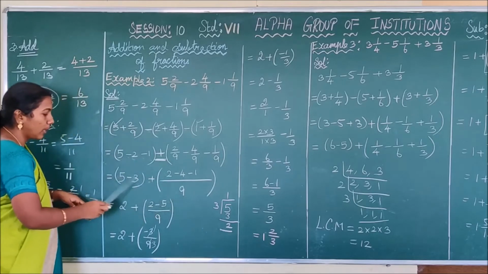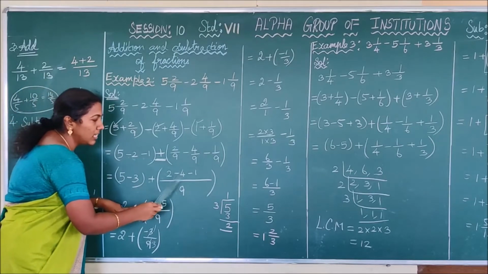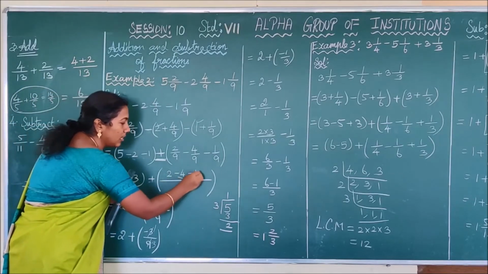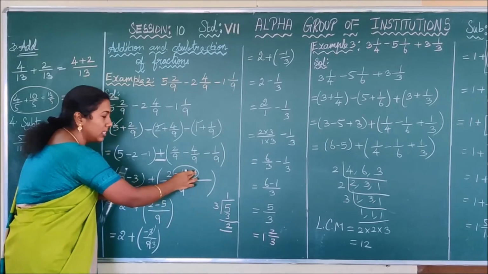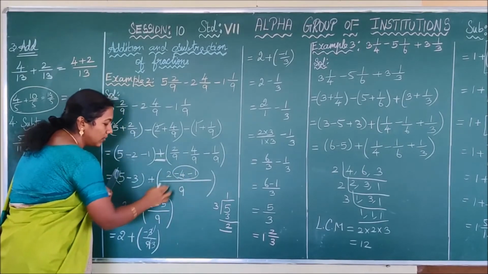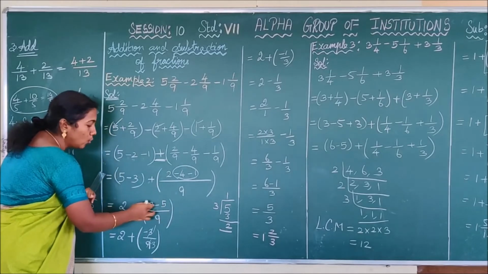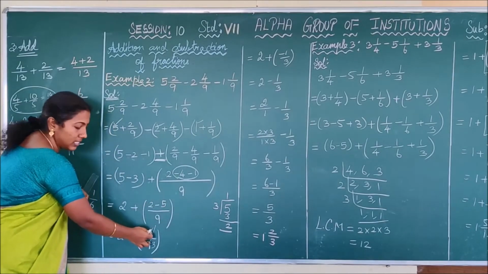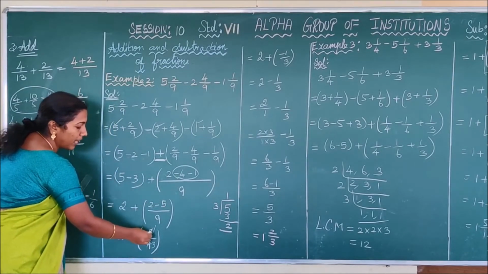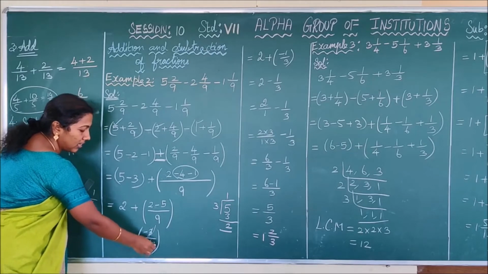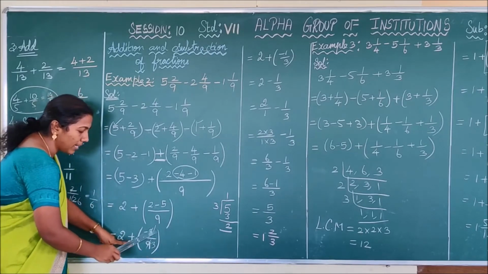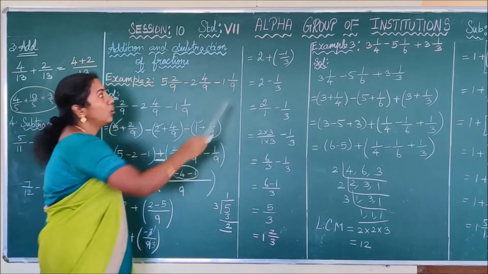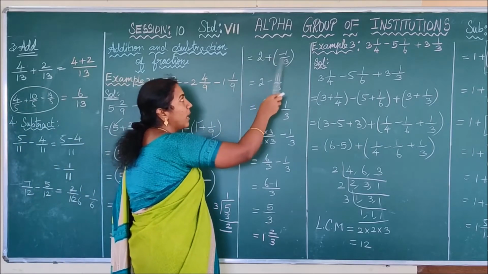See here, 5 minus 3 is 2, plus minus 4 minus 1. Given integers are in the same symbol, which means we can add the two integers and give the sum the same symbol. Thus we have the answer minus 5. 2 minus 5, what is your answer? Minus 3, and the denominator is 9. So minus 3 by 9. 1 3 is 3, 3 3s are 9. So 2 plus minus 1 by 3.